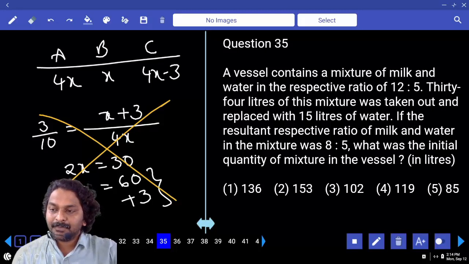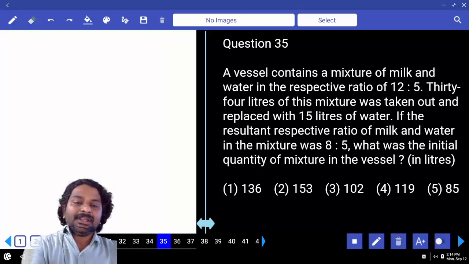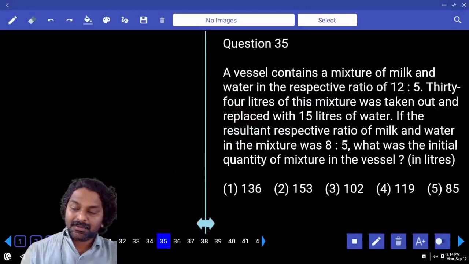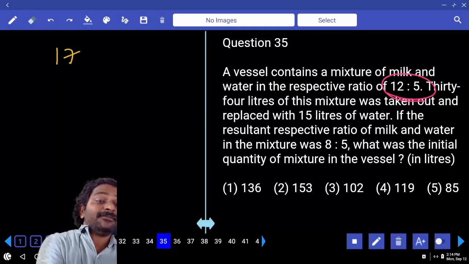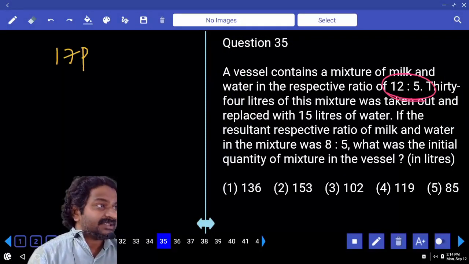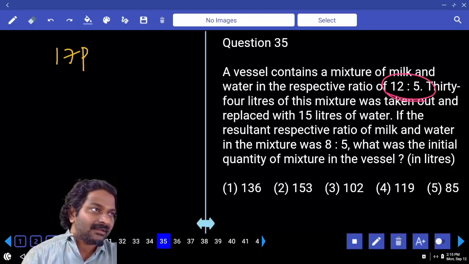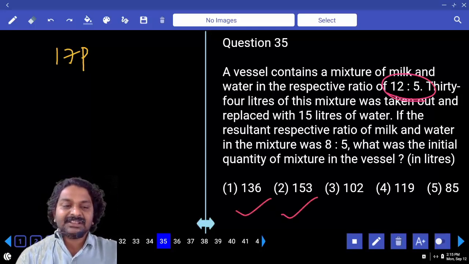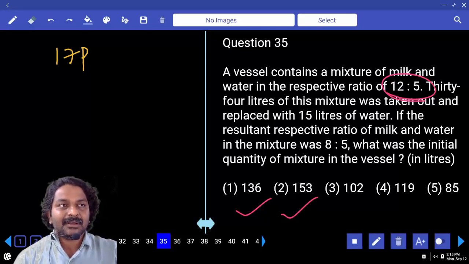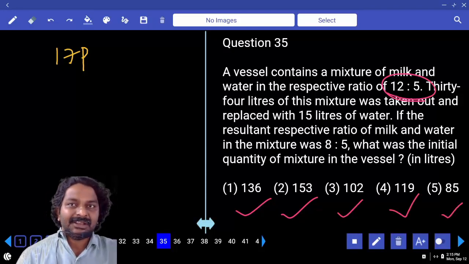Now, initial quantity, how many total parts we have? 17 parts. Should be a multiple of 17. Is your first option a 17 multiple? Yes. Second option? Yes. Third option? Yes. Fourth option? Yes. Fifth option? Yes. All are 17 multiples. You cannot eliminate anything. Correct?